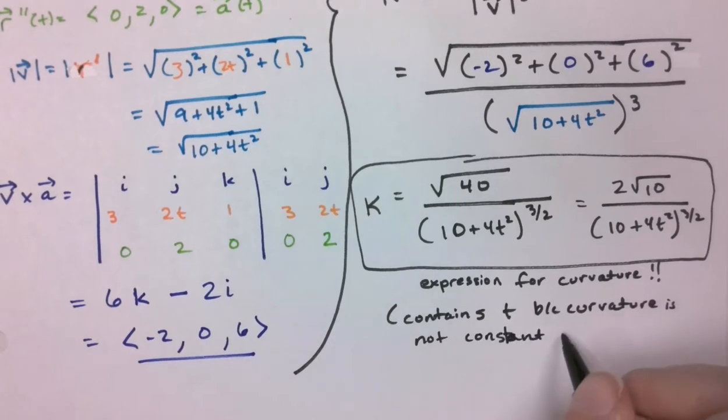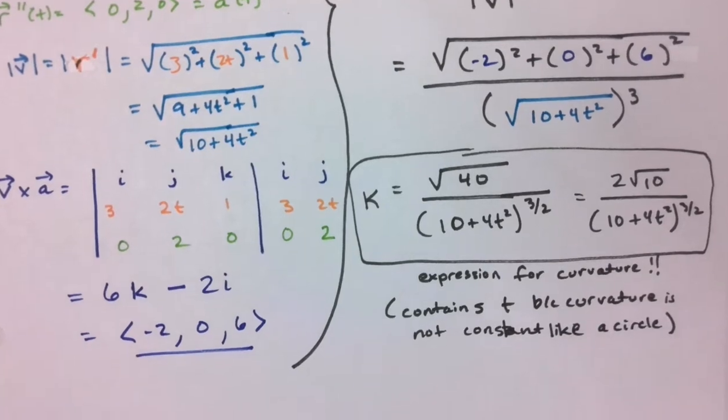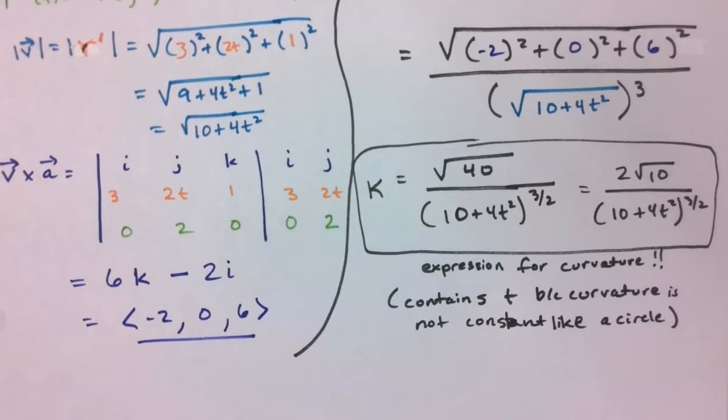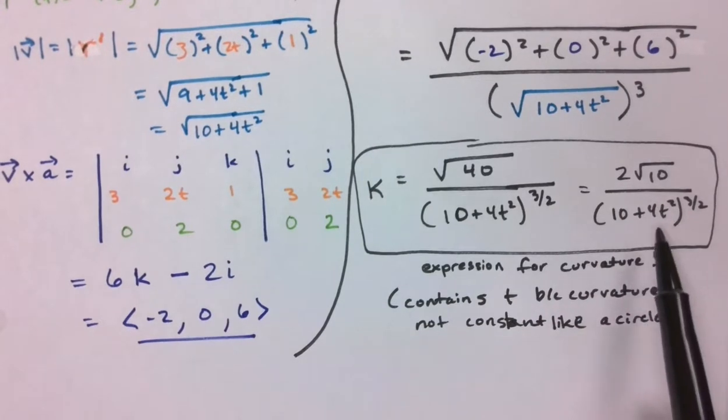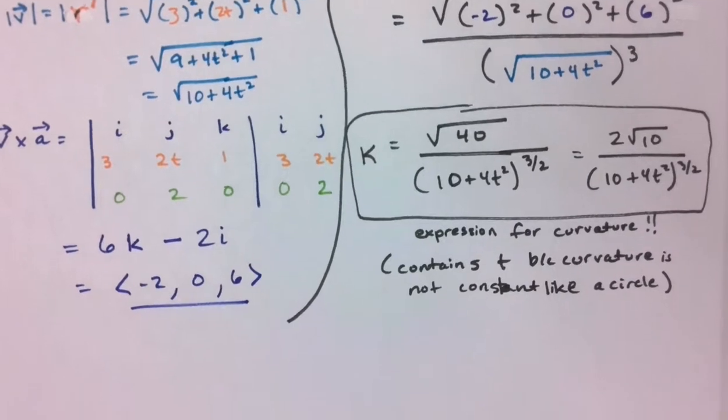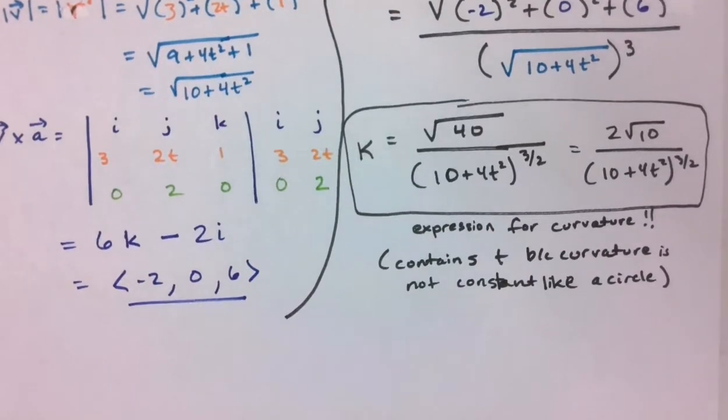Constant, like a circle. Right? A circle would be constant curvature, but this is not, and that's why this is not a number. This is a function. So it means the curvature is going to change depending on where you are along said curve.